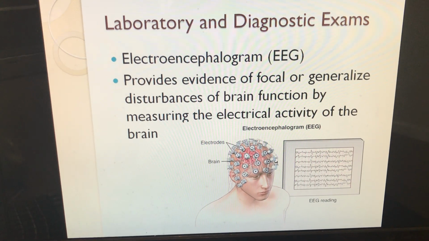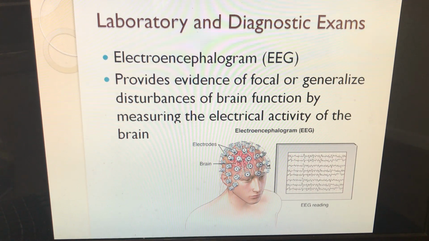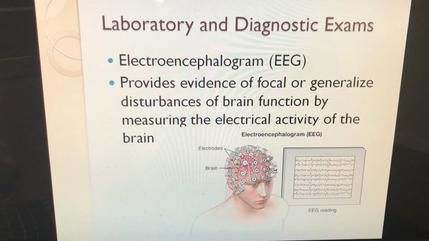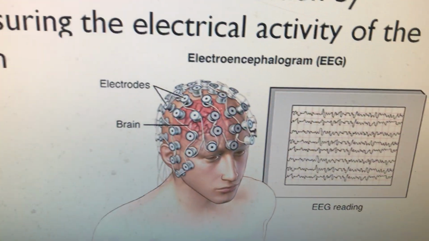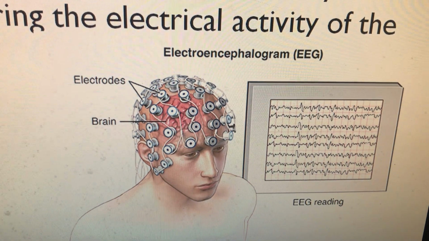You have your EEG. This provides evidence of focal or generalized disturbances of brain function by measuring the electrical activity of the brain. So they're going to put that on top of your head, and it's going to measure the electrical activity.